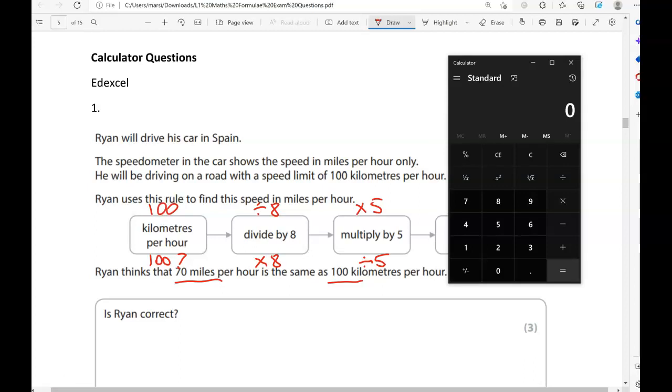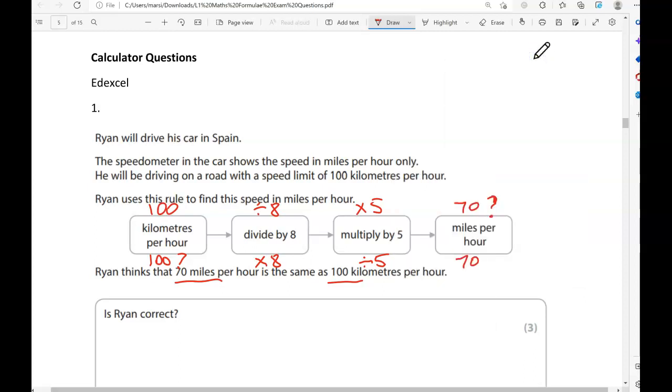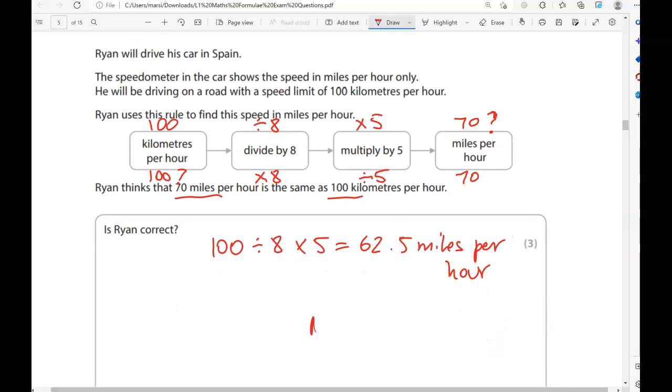I'm going to use the first one, so 100 divided by 8 gives us 12.5, times 5 gives us 62.5. So that is not 70. So we're going to say Ryan is not correct. But first we need to show the working out. So 100 divided by 8 times 5 gives us 62.5 miles per hour. So we're going to say no, he's not correct. And we've shown the working out.